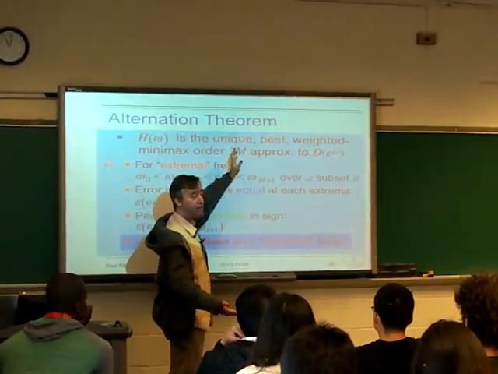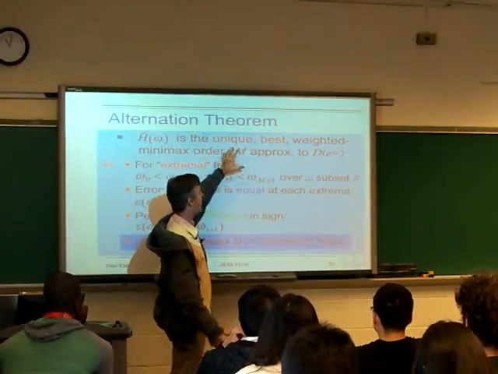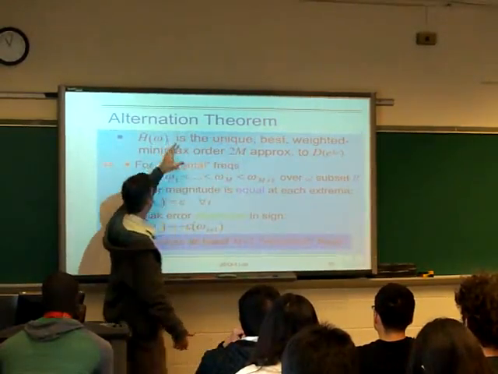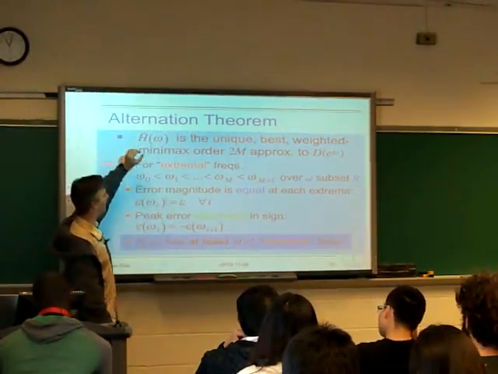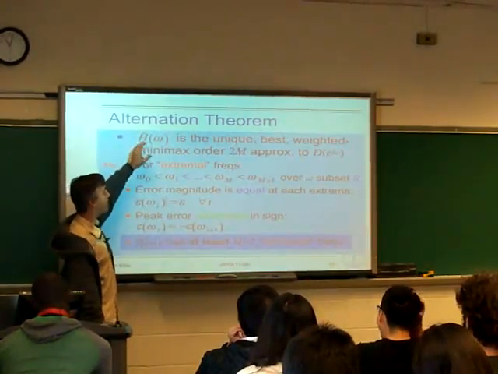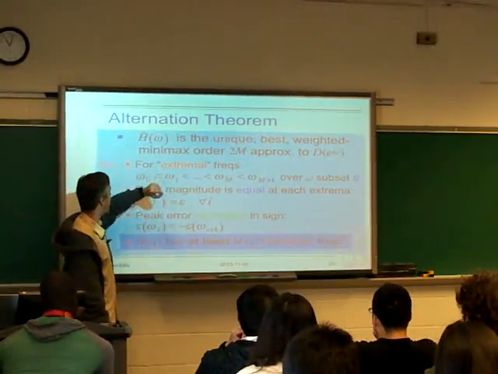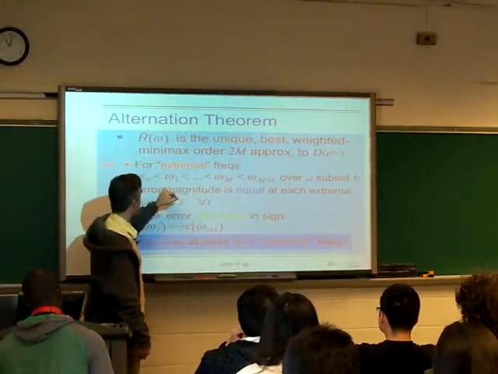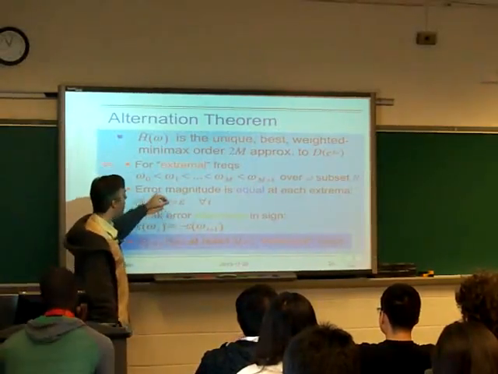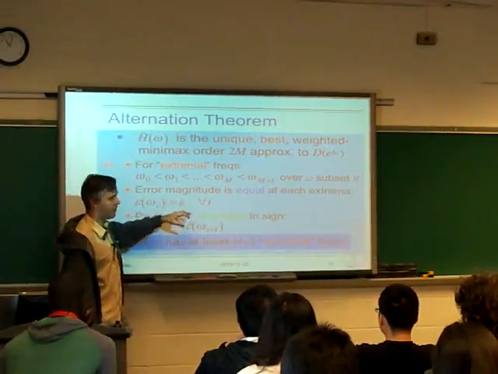Well, we sort of assume it's unique, that we think there's going to be just one of them. It turns out, yes, there is math, which we haven't seen, that proves that we can find this unique filter, and we'll know it when we see it because it'll have these properties. Okay, so it'll have a set of extremal frequencies. The error magnitudes will be the same at each of those frequencies.